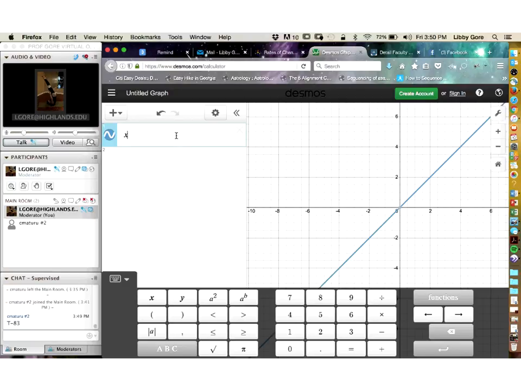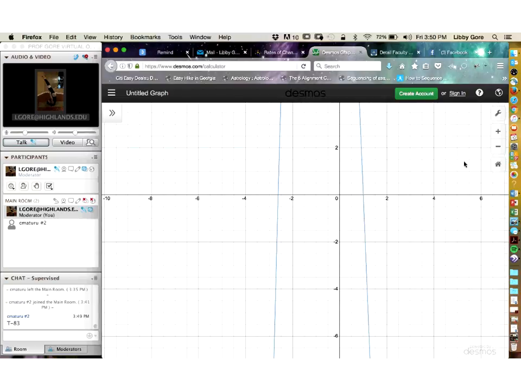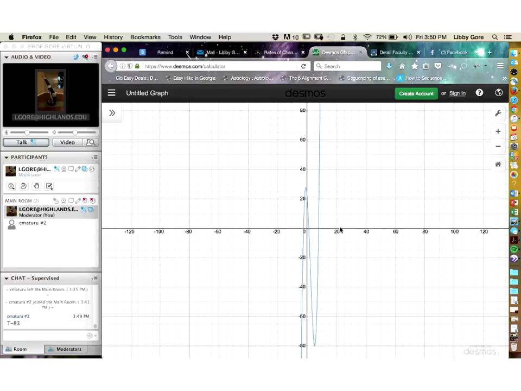And I want to look at x cubed minus 6x squared minus 15x plus 20. All right, I'm going to have to zoom out quite a bit. And actually, I'm going to hide this so I can have more room to look at my graph. I have to zoom out to get my highs and my lows. This is very skinny.